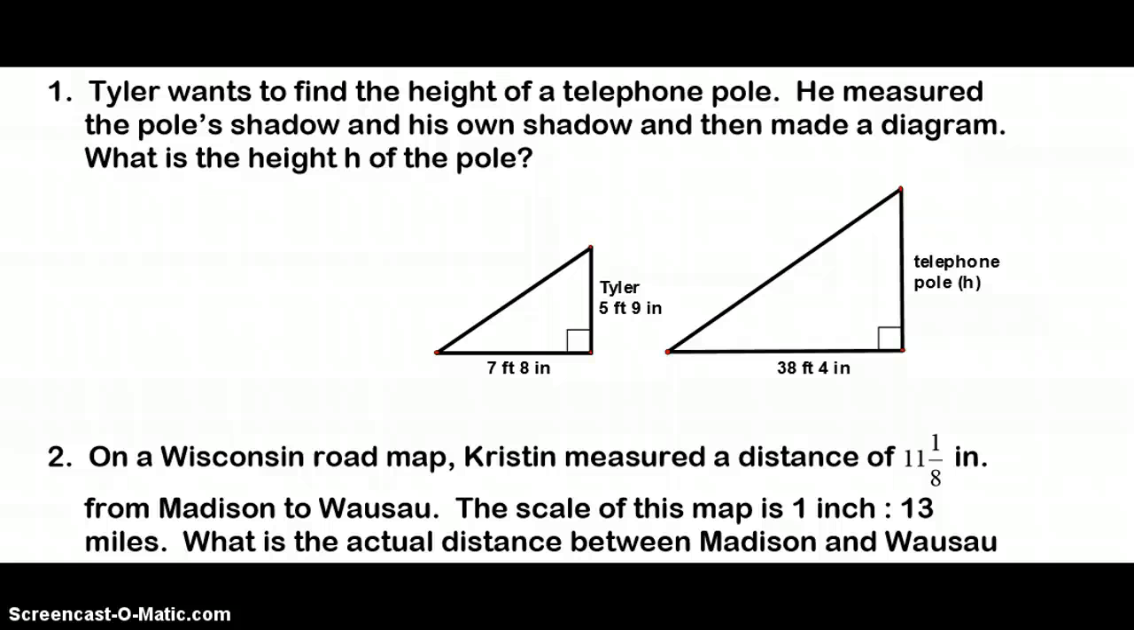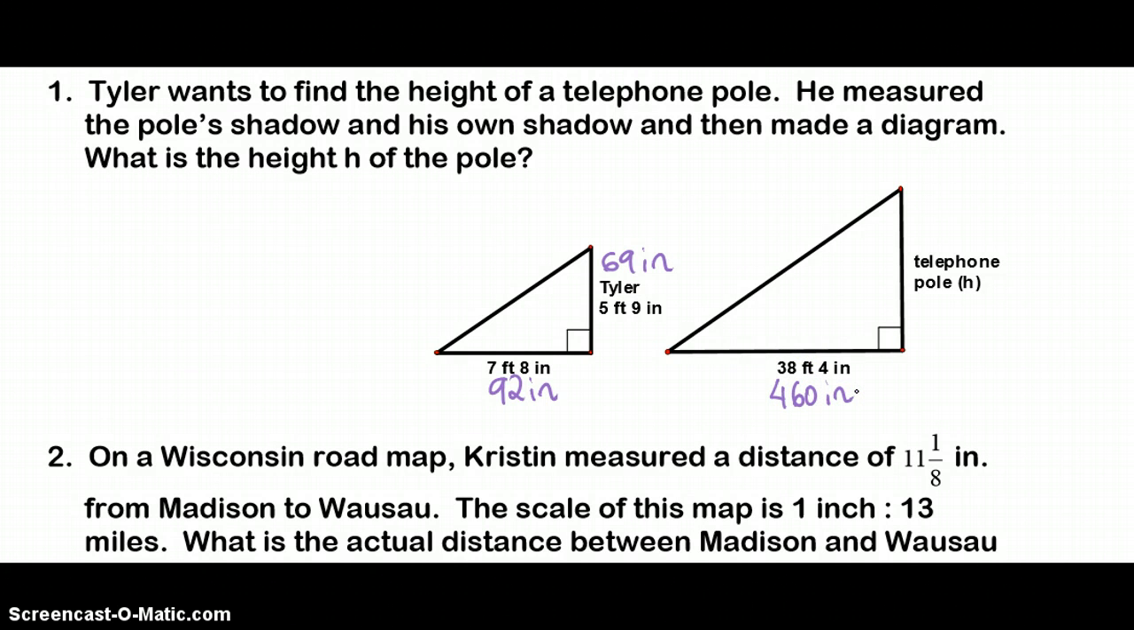We have 5 feet 9 inches. We need to convert that to all inches or all feet. Well, it's easier to go from feet to inches. So 5 feet 9 inches. There are 12 inches in a foot, so 5 feet is 60 inches plus 9, that's 69 inches. 7 feet 8 inches, that's going to be 7 times 12, 84 plus 8, 92 inches. Then we have 38 feet 4 inches, that's 460 inches.